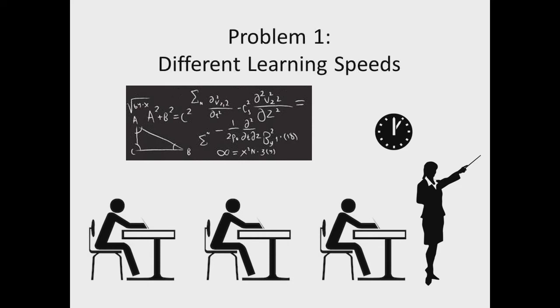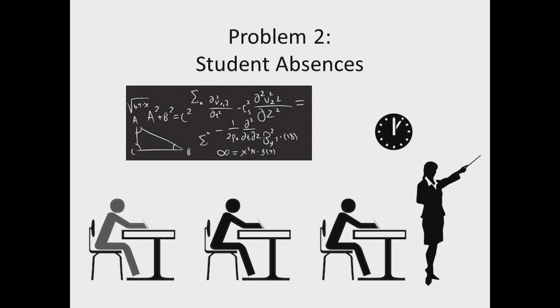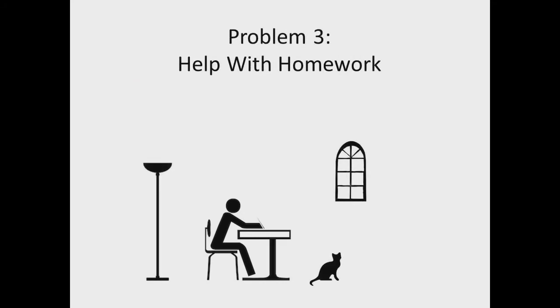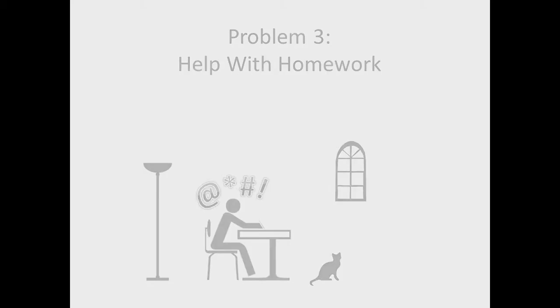Problem 1. The pacing of the classroom lecture does not always accommodate the varying learning speeds of the students. Problem 2. Absent students can fall behind, especially when the material builds upon itself. And 3. When at home, students might find it difficult to get help on their homework.